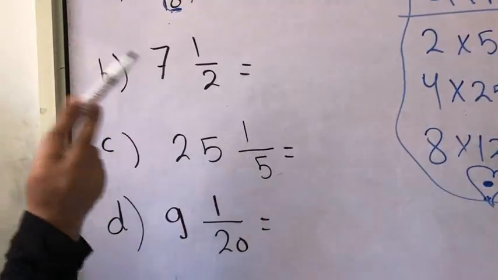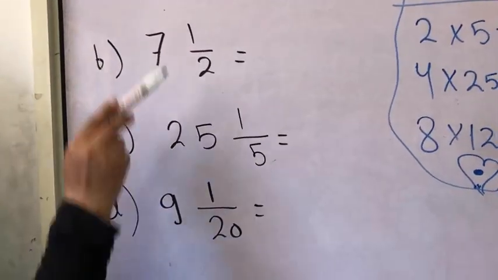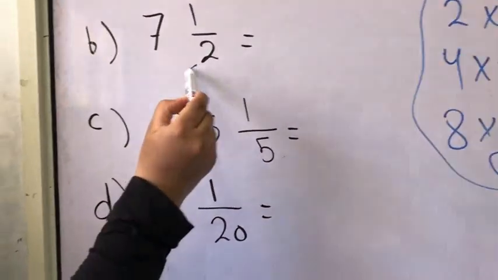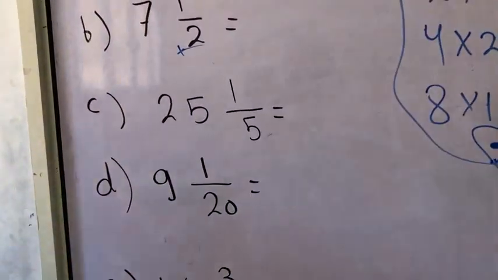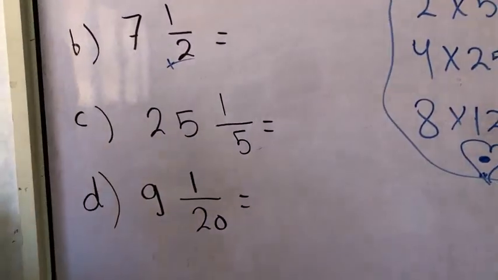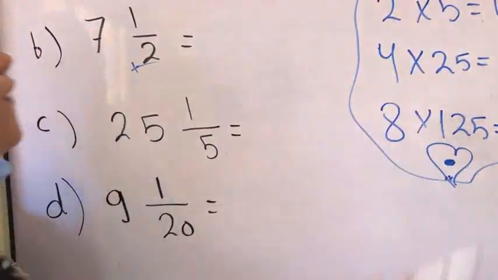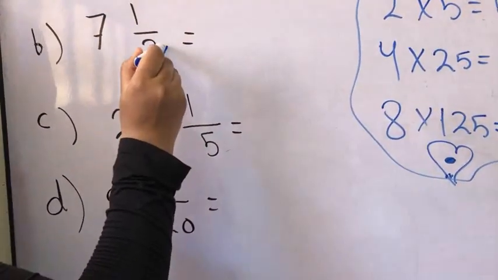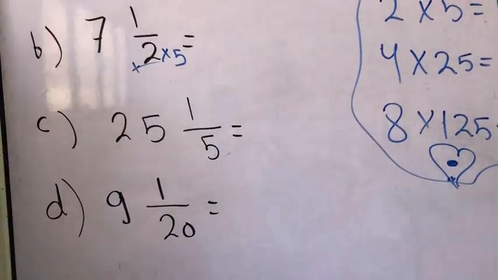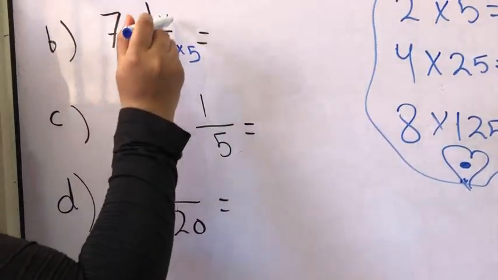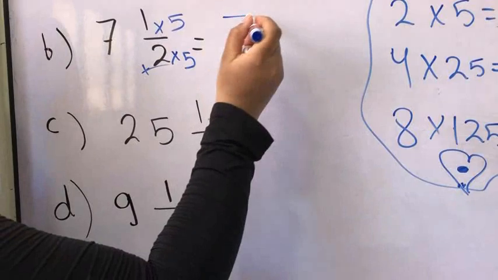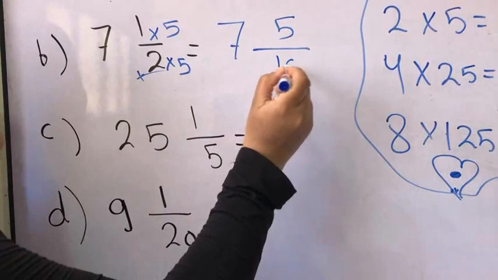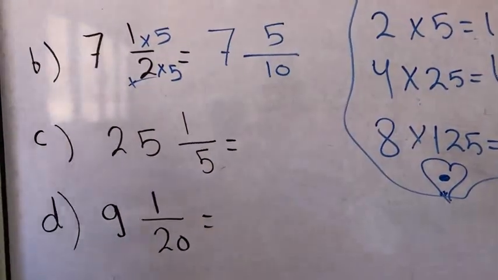Okay, another one. How can I write this in decimal form? The denominator must be 10, 100, or 1000. Here I have 2 in my denominator. What can I do? Go to the table of friends. What is the friend of 2? 5. So I will multiply it by 5, and the numerator also by 5. Then I have 7 and 1 times 5 equals 5, 2 times 5 equals 10. Now we're ready to write my decimal form.